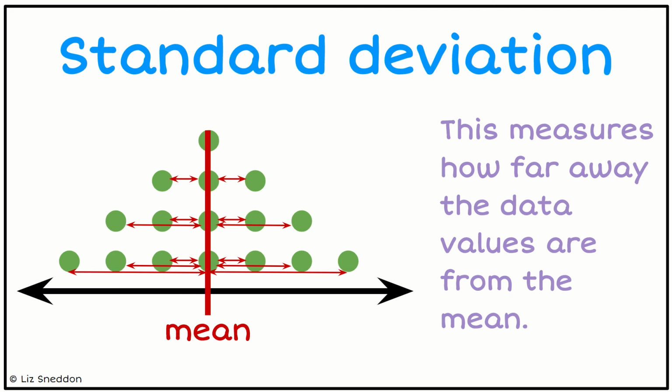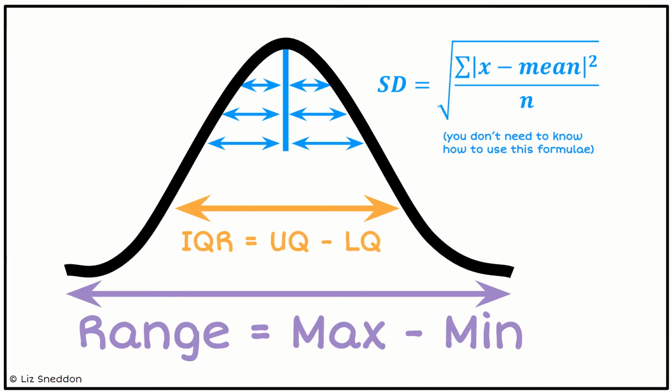So what the standard deviation does is take the mean. We first of all have to find where the mean is, and you can see I've got a line down the middle there with the mean. Then it takes every single data value and finds the difference between the data value and the mean. So the standard deviation is looking at the spread around the mean. It's a bit different from our range, for example, which is doing the maximum minus the minimum. Then our interquartile range is just doing our upper and lower quartiles, so that's the middle 50% of our data.